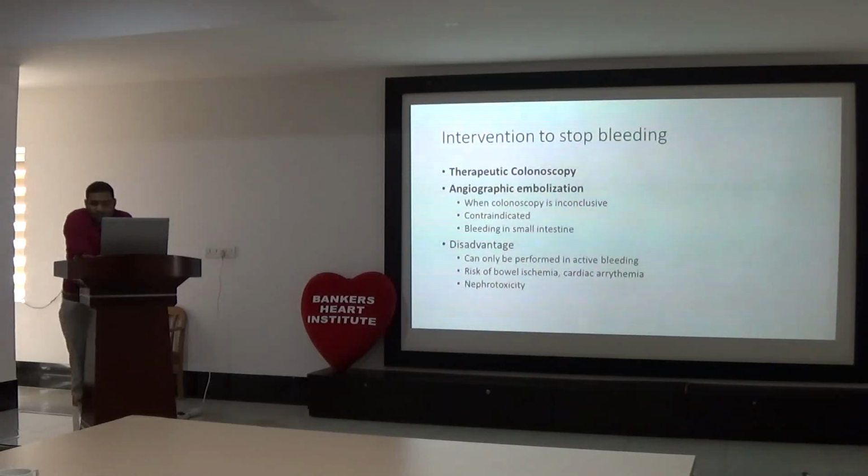The bleeding artery is embolized and the bleeding will stop. The disadvantage is that it can only be performed when there is active bleeding. Otherwise, in angiography, we cannot find the bleeding source. If major arteries are embolized, there is a risk of bowel ischemia. There is also a risk of cardiac arrhythmia due to vasopressin use along with this angiography, and the contrast used can be nephrotoxic.